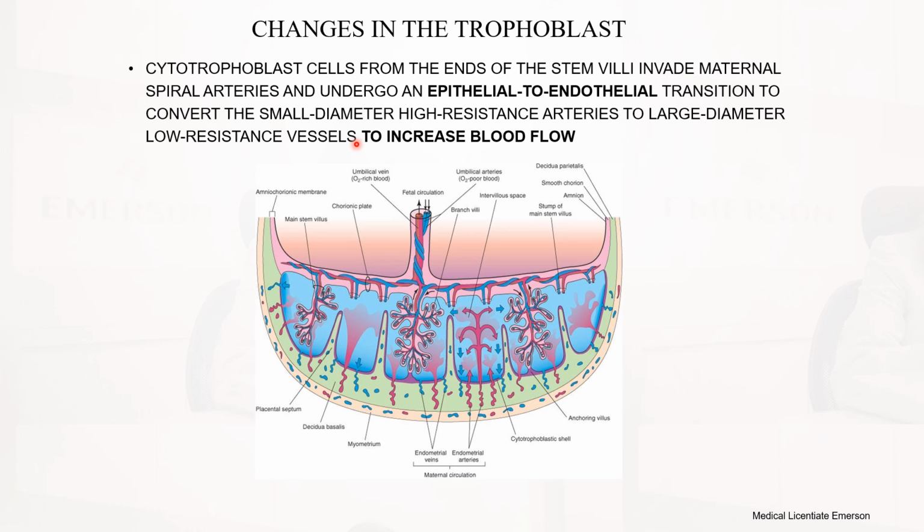But this is usually successful in two invasions, where they undergo the transition from epithelial to endothelial, and then they change the blood vessels from small diameter, high resistance arteries to large diameter, low resistance vessels to increase blood flow.